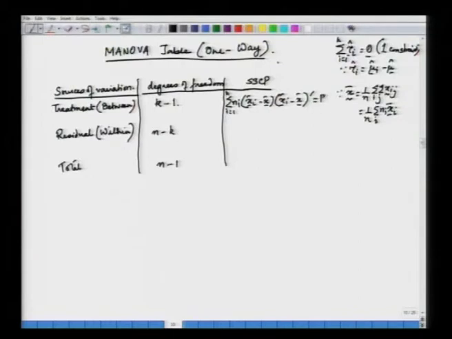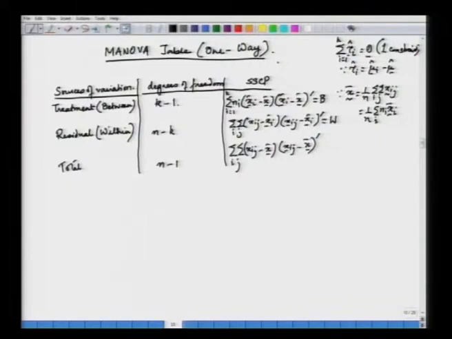We denote this by the B matrix. The total is, well, we are not going to use it directly, but anyway we are going to write B plus W for the total matrix, and this is nothing but the corrected sum of squares and cross product total, the corrected one. And the residual is the sum of (x_ij minus x_i bar)(x_ij minus x_i bar) transpose, and this is our W matrix. So, the total is nothing but the B plus W matrix.